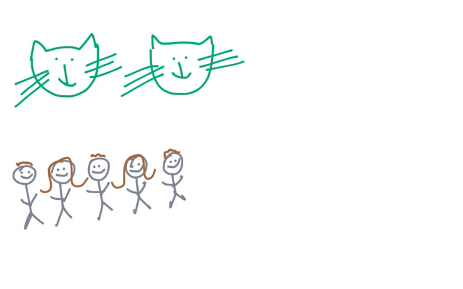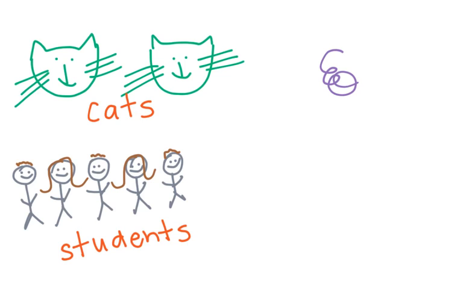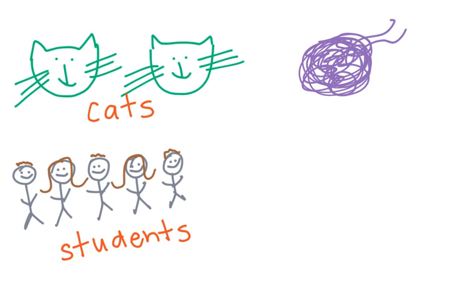All right, here we have some cats. And down here we have some students. Now, our cats have a ball of yarn. They love to play with the yarn. Big ball of yarn. Okay? And our students have a beautiful garden where they grow pretty flowers.